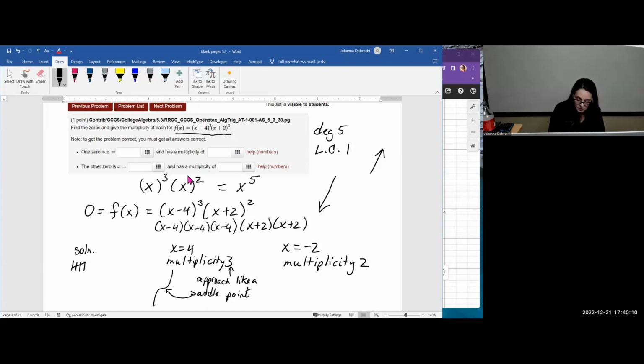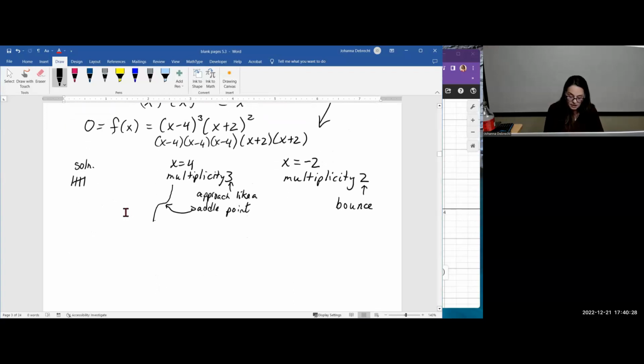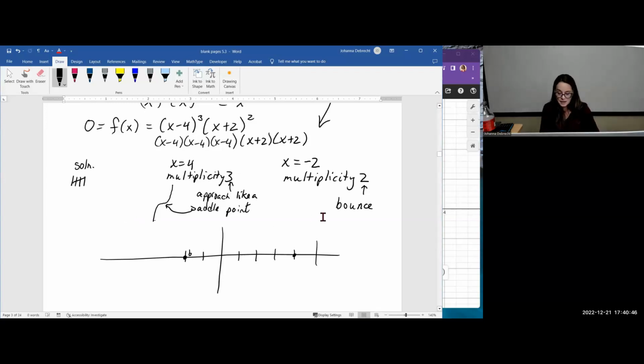So a saddle point is where it comes up, flattens, and then goes up again. So the saddle point is right here. So it's going to cross the axis like that. Multiplicity 2 is even, so it's going to bounce off of that particular x-intercept and stay on the same side of the x-axis. So we have that 4 is going to cross like a saddle point. So we've got 1, 2, 3, 4. There's 5. So we know it's going to cross here like a saddle point, and we know it's going to bounce off of negative 2. And I sometimes will put a B for bounce just to remind myself.